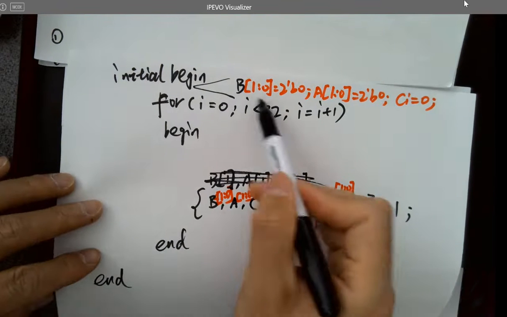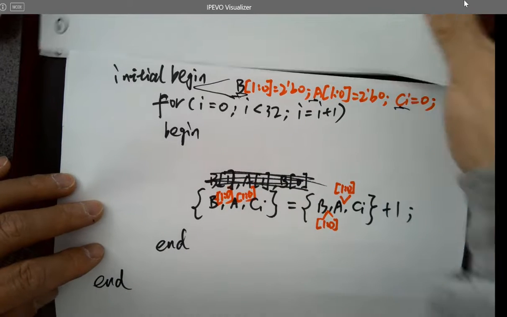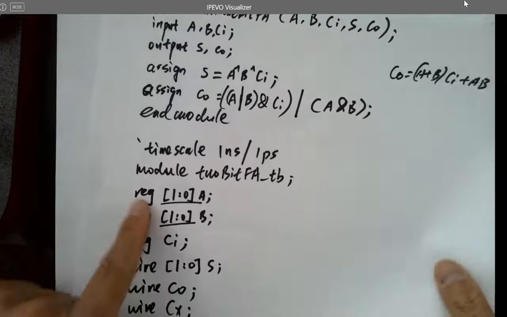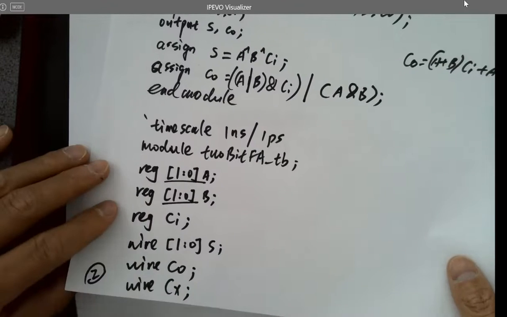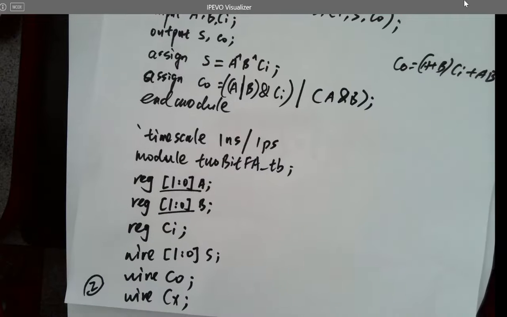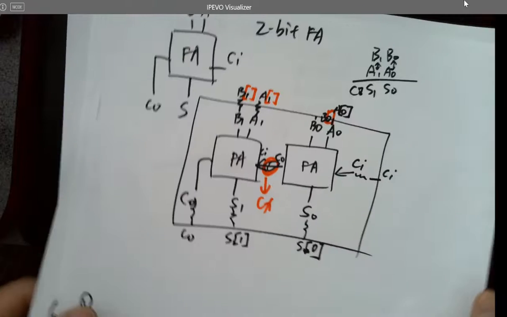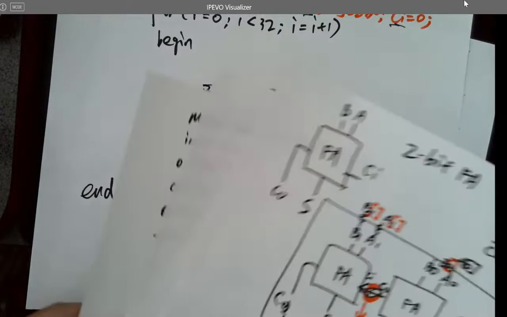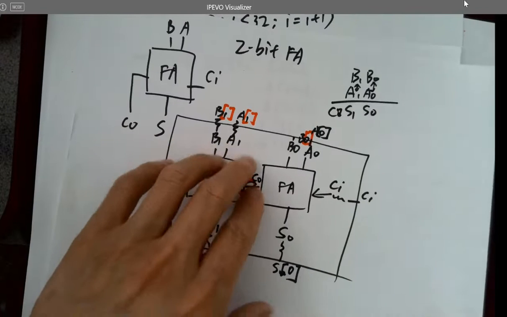That's why you need register types for these guys. They are assigning initial values to them. That's why in the very beginning, I have regs for these guys. And that's the main part of the script for this 2-bit FA. And run the simulation first, show the demonstration in the simulation, and eventually implement this onto the FPGA board.